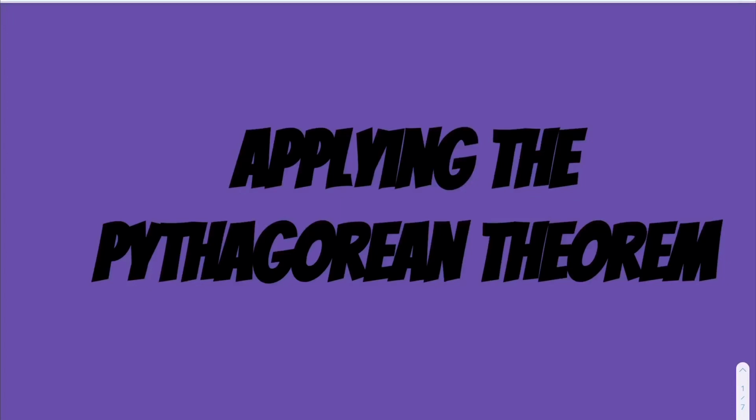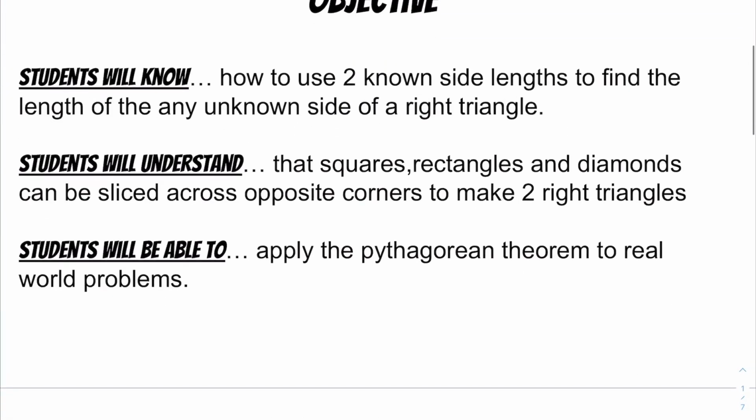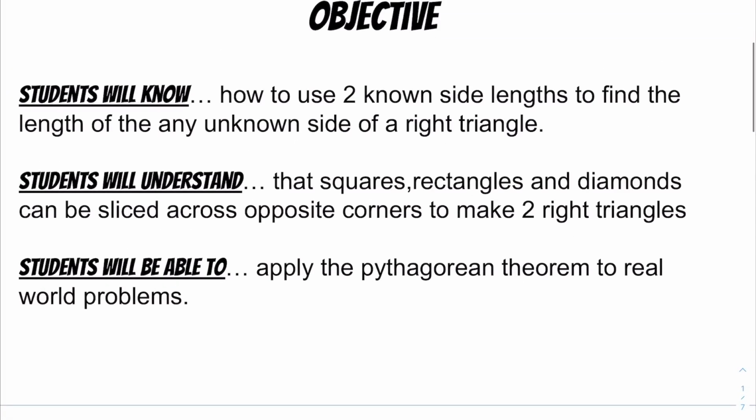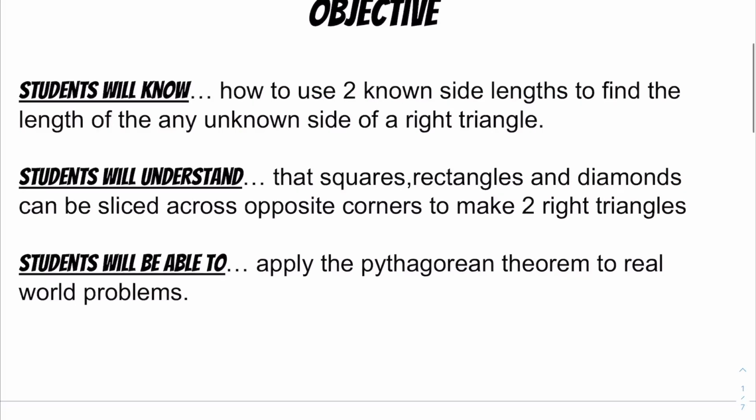Hello everyone, today's lesson is going to be about applying the Pythagorean theorem in lots of different situations. By the end of the video, you should definitely know how to use any two sides of a right triangle to find the last side. You will understand that if you cut a square or a rectangle or a diamond from opposite corners, it's going to make two triangles. And you should be able to apply the Pythagorean theorem in real-world problems.